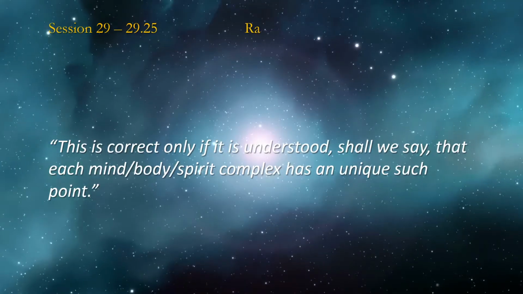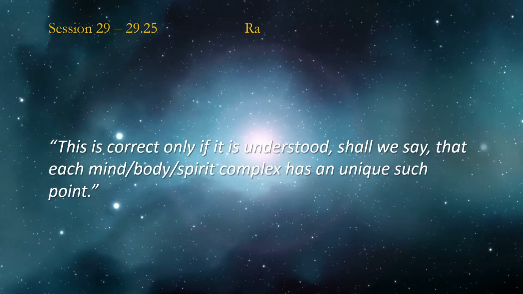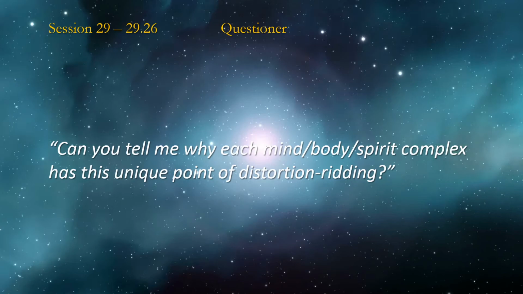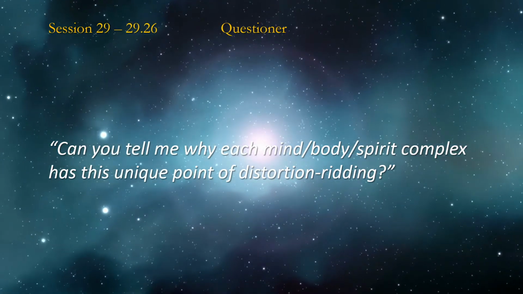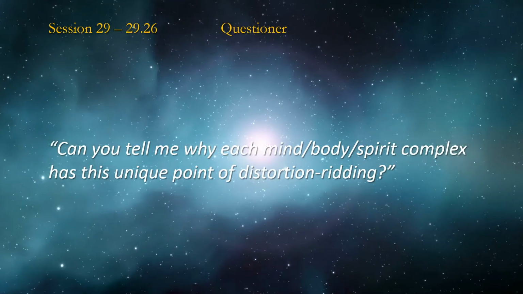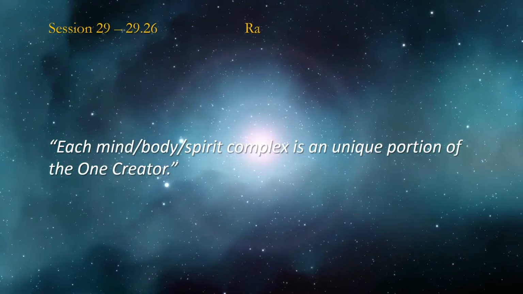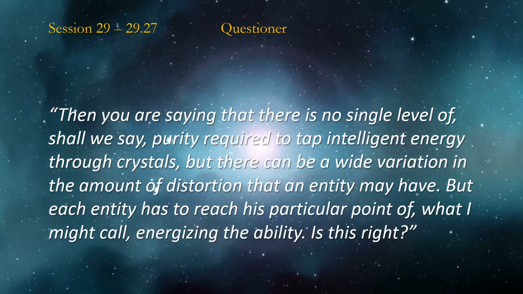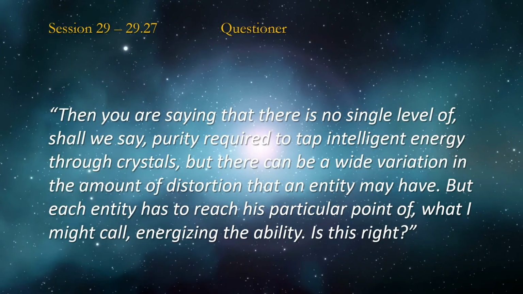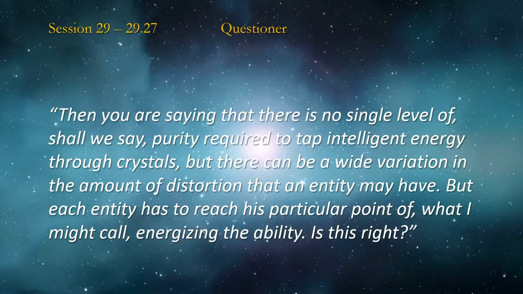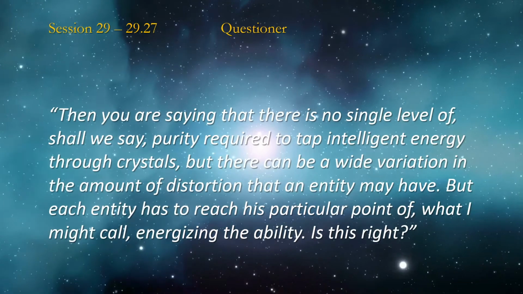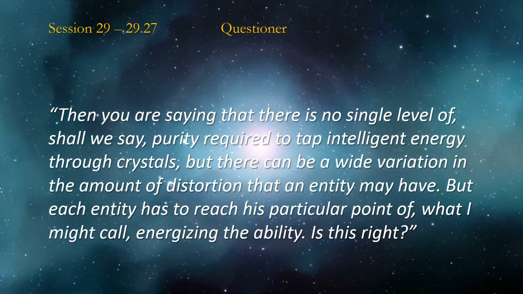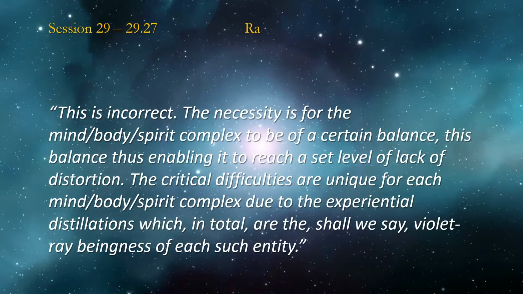Is this correct? Ra says this is correct only if it is understood, shall we say, that each mind-body-spirit complex has a unique such point. Don further inquires, can you tell me why each mind-body-spirit complex has this unique point of distortion reading? Ra says each mind-body-spirit complex is a unique portion of the one creator. Don says, then you are saying that there is no single level of, shall we say, purity required to tap intelligent energy through crystals, but there can be a wide variety in the amount of distortion that an entity may have, but each entity has to reach his particular point of, what I might call, energizing the ability. Is this right? Ra says, this is incorrect.